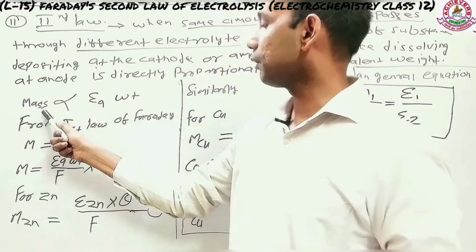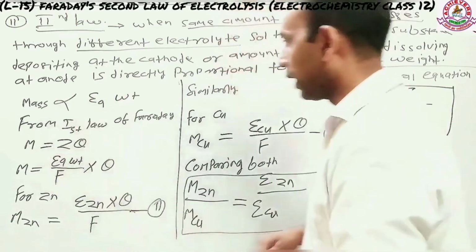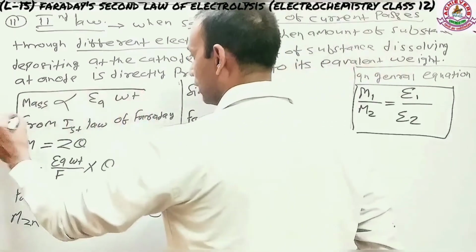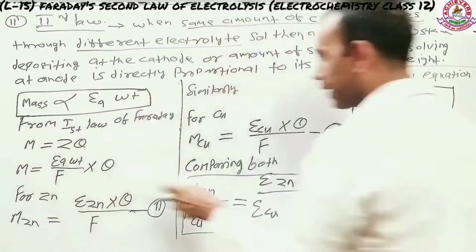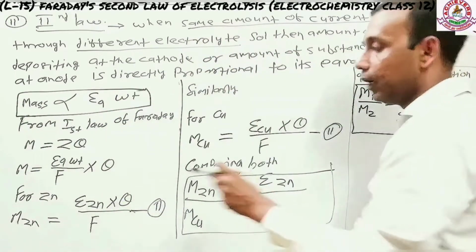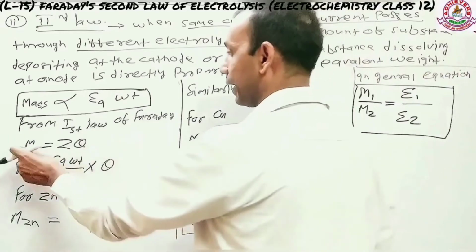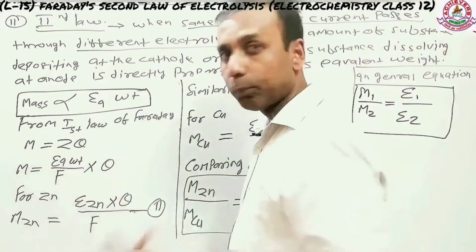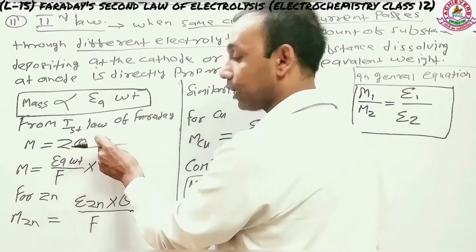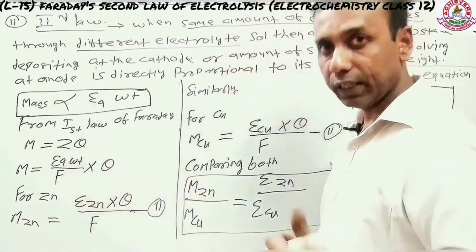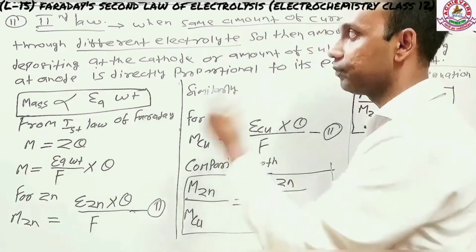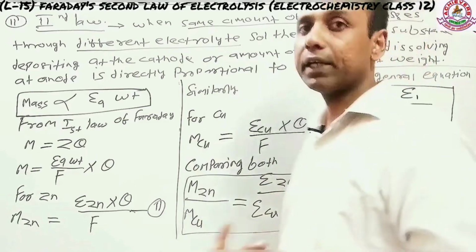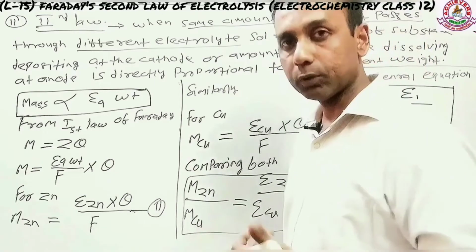Mass is directly proportional to chemical equivalent weight. Now, this is about the second law. So what I have done in the next part here, from the first law of Faraday, we remember, M is equal to Z into Q. In case you have problem understanding what this is and where it is coming from, you just need to check out the very previous video where I have described the first law of Faraday. I was thinking of making them together, but I couldn't do that. So you have to go and check out the previous video.